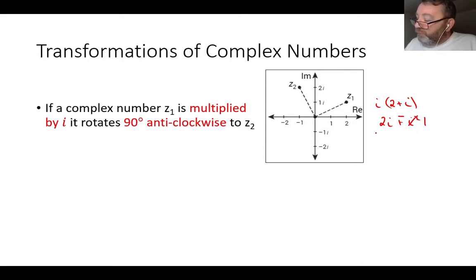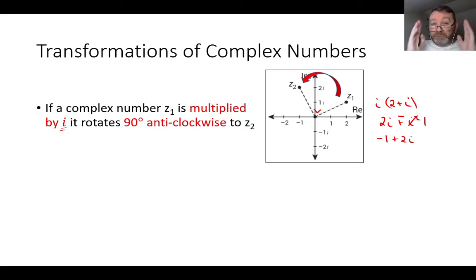And because real numbers should really always go in front of the imaginaries, it's minus 1 plus 2i, which happens to be here where z2 is. Do you see what's happened? z1 has rotated to z2. In fact, the rotation that's taken place is exactly 90 degrees. So therefore, when you take a complex number and multiply it by i, there will always be a 90-degree rotation anti-clockwise.